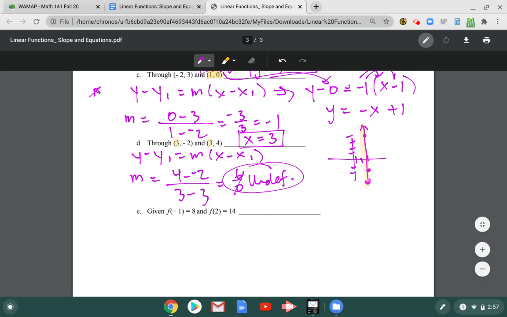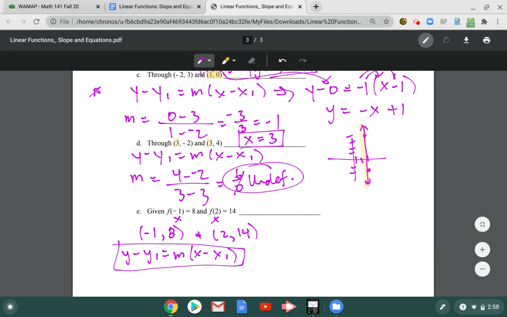E, so I'm given function notation this time. I know that I need the slope at least to begin with, which I don't have, but I do actually have 2 points. My function notation has x as an input, so I can change both of these into an xy point. So negative 1 is matched with 8, and 2 is matched with 14. I've got 2 points. That means, again, I want to use that point slope formula. m times x minus x1.